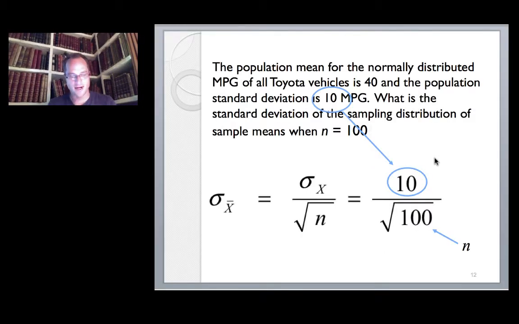What I want to demonstrate is the difference between the population data set and the distribution of sample means drawn from that population. Looking at this problem, the population mean for the normally distributed miles per gallon is 40. So mu is 40, and sigma, the population standard deviation, is 10. We were taking samples of size 100, and the question asked what the standard deviation of the sampling distribution, the standard error, is.